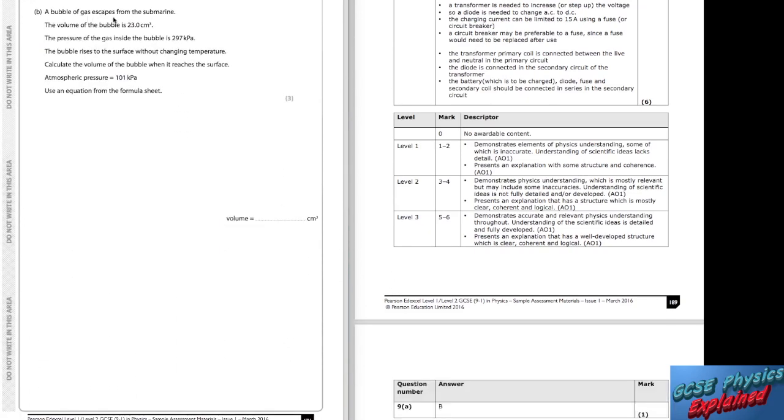B. A bubble of gas escapes from the submarine. The volume of the bubble is 23 centimeters cubed. The pressure of the gas inside the bubble is 297 kilopascals. The bubble rises to the surface without change in temperature. Calculate the volume of the bubble when it reaches the surface. Atmospheric pressure is 101 kilopascals. Use an equation from the formula sheet. It's worth 3 marks.